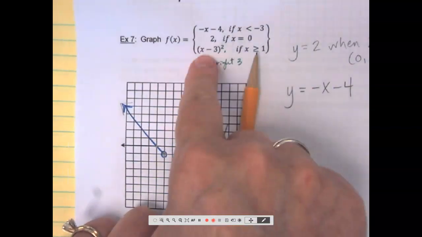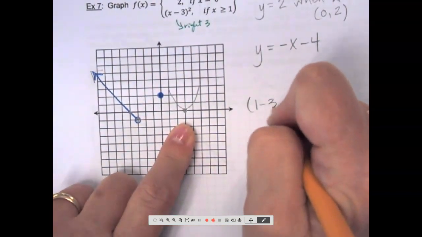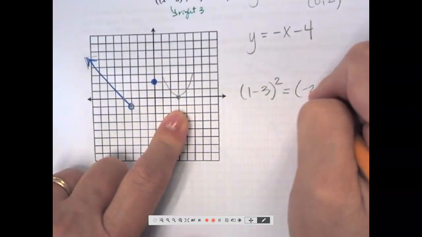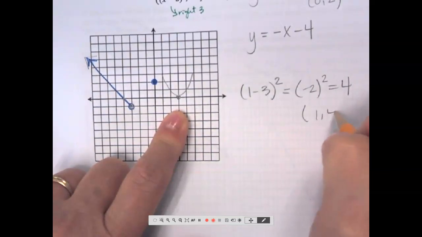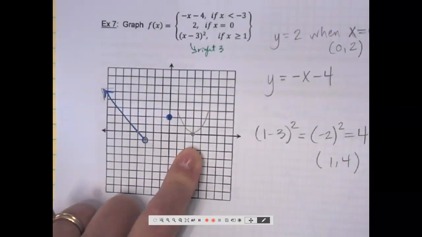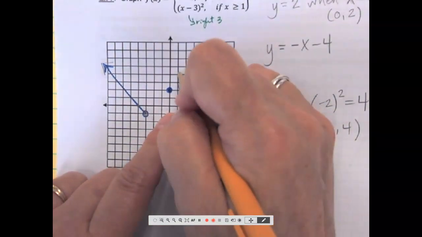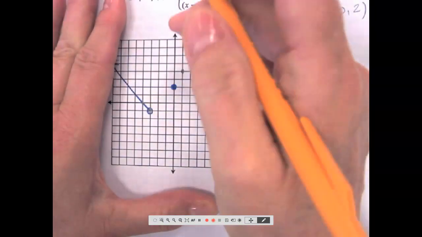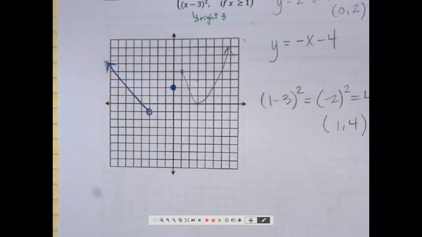Alright, what if I sub 1 into that? What is 1 minus 3 squared? Negative 2 squared, which is 4. So that means the ordered pair (1, 4) is where I'm chopping off this parabola. So I'm going to go to 1, 1, 2, 3, 4 up here. Didn't do it quite steep enough. That's what that piece of parabola looks like.